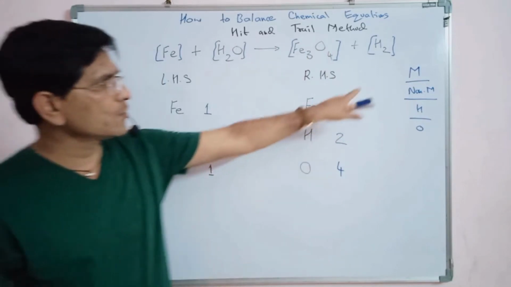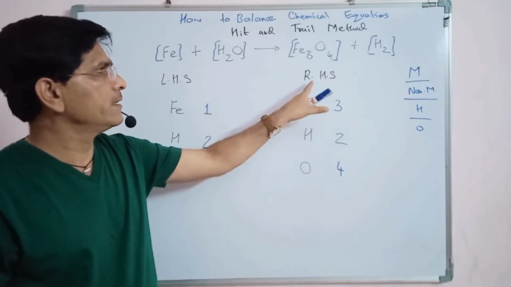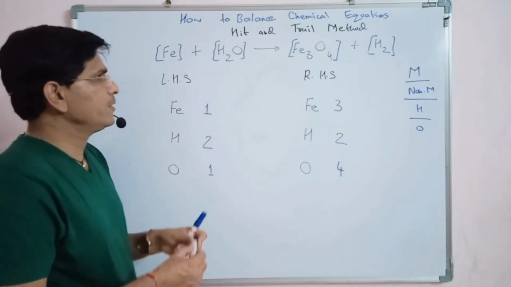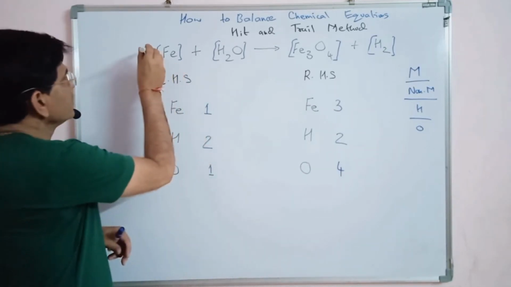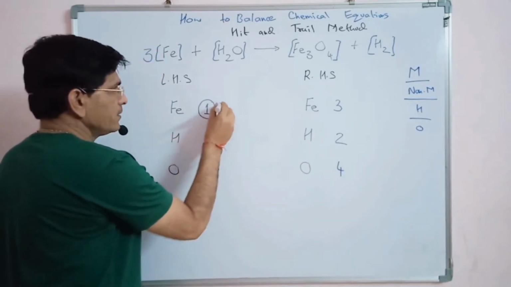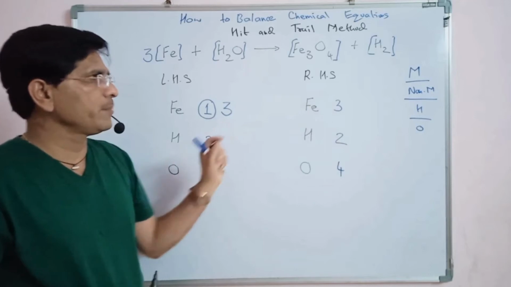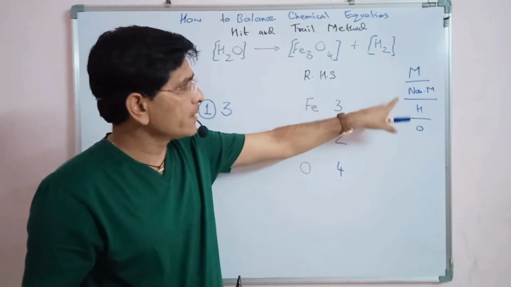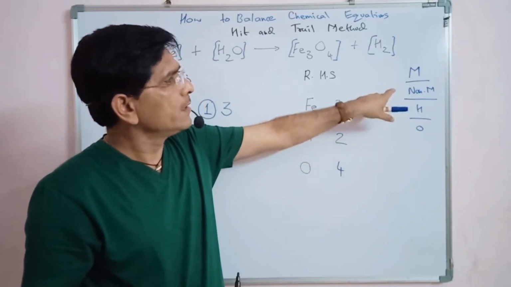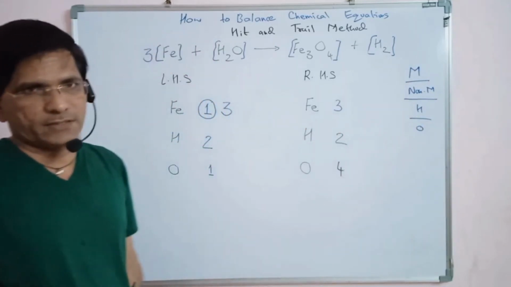Now we will see first of all the metal. Here, Fe is how many? 3 Fe on the right hand side. Here, how many Fe are there? 1. So what do I have to do? I have to multiply with 3. If I multiply with 3, I make a circle here and write 3. So iron on both sides is 3, balanced. Now metal, non-metal, hydrogen and oxygen. Hydrogen and oxygen are non-metals too, but first of all, we have to find out which other non-metals are there. Then hydrogen and oxygen last.